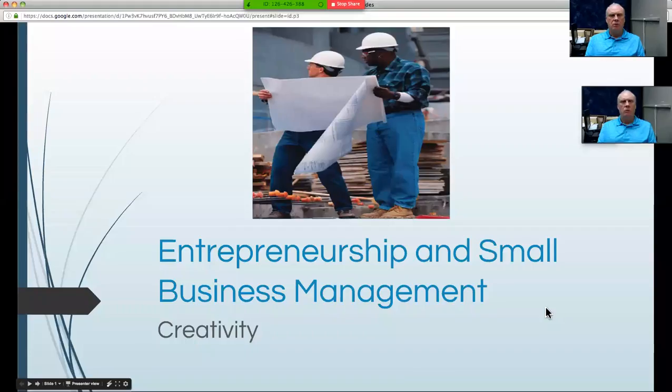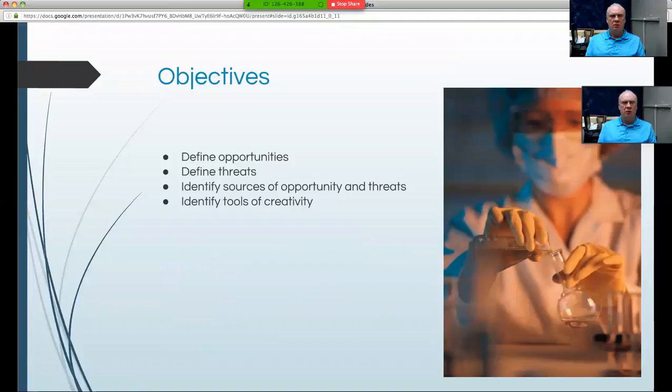Entrepreneurship and small business management, creativity. The objectives of this presentation are, first, you should be able to define opportunities. Second, define threats. Third, identify sources of opportunity and threats. And fourth, identify tools of creativity.